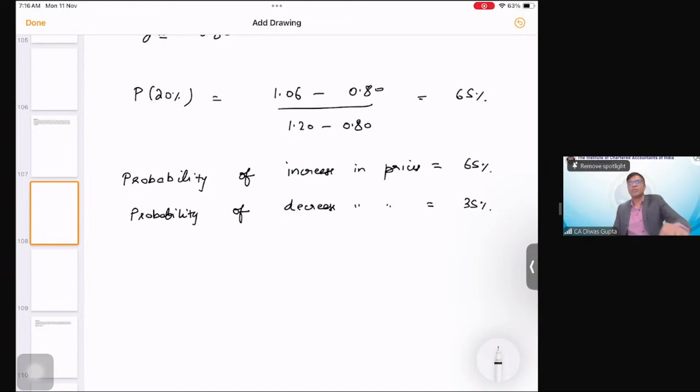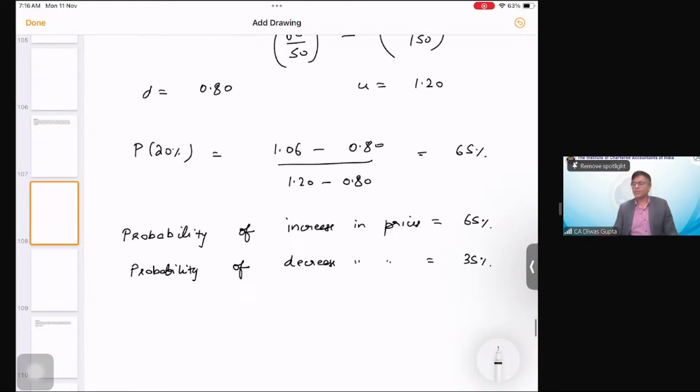Clear? So both the probabilities we have calculated, students, the probability of going up and down. And anyways, to calculate the payoffs, we need to calculate the probabilities, because then only at each node we can calculate the payoffs. Clear?